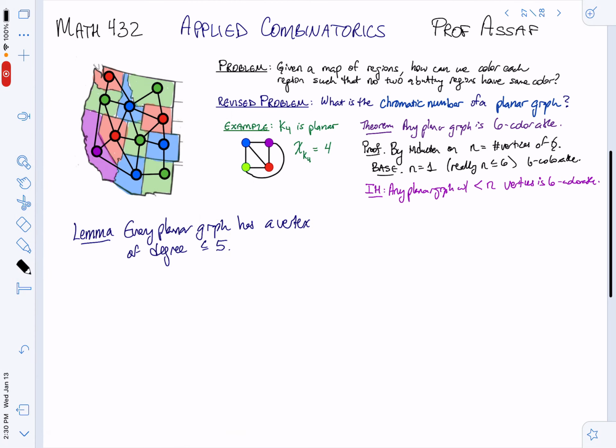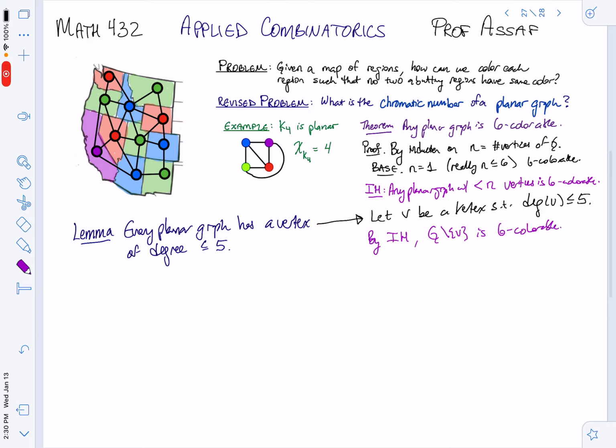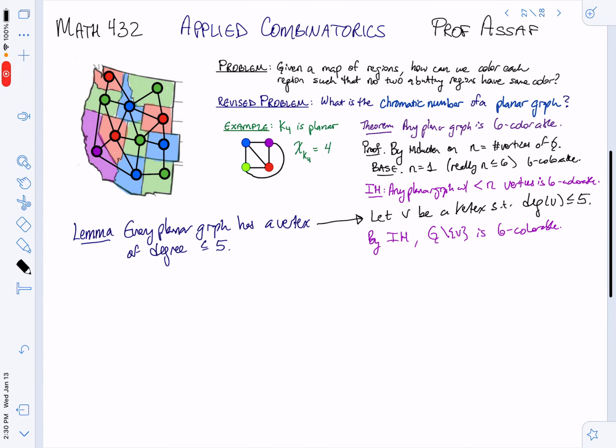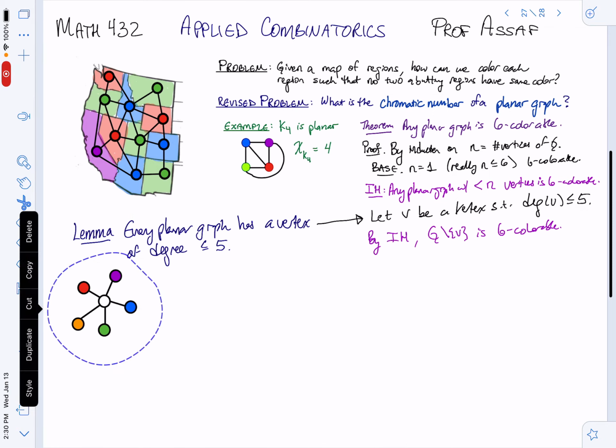Let's take the statement for granted for now, and let's see how that helps us continue to prove our theorem. So we're going to use the lemma, and we're going to say, let V be a vertex such that the degree of V is less than or equal to 5. The lemma says that such a vertex exists. Now what we're going to do is, by the inductive hypothesis, if we take G and we remove the vertex V, this is 6 colorable. It has 1 fewer vertex, so it's going to be colorable with 6 colors. So go ahead and 6 color G minus V. And now think about this is V.